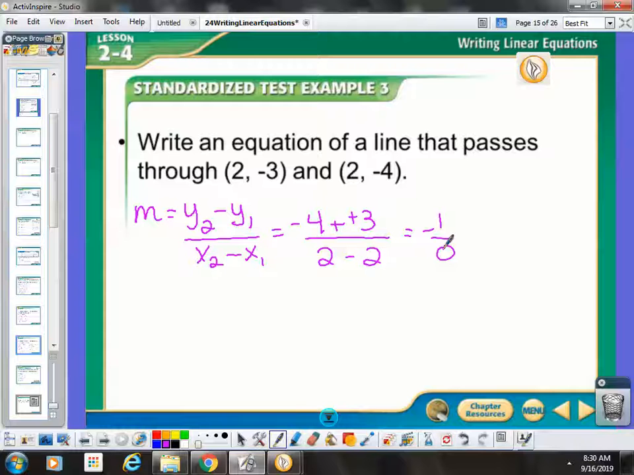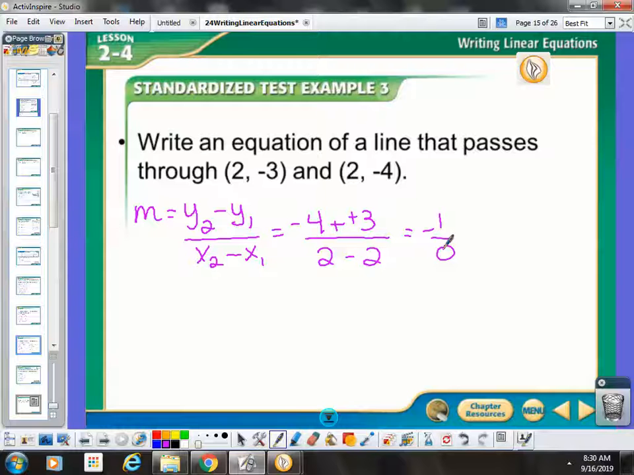I end up with -1 over 0, don't I? When you have 0 in the denominator, go ahead and divide on your calculator. Take -1 divided by 0. What does it tell you? Gives you an error, doesn't it? It's undefined if 0 is in the denominator.